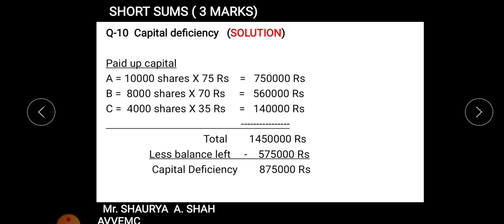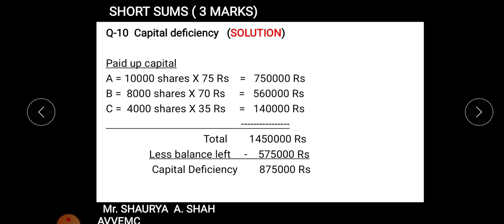So what you need to do, students, is prepare the paid up capital, right? First of all, as I told you, you need to calculate the paid up value of each share. 10,000 into 75 gives me 7,50,000. 8,000 into 70 gives me 5,60,000. 4,000 into 35 gives me 1,40,000. I hope it is clear. So total paid up capital is 14,50,000 rupees.